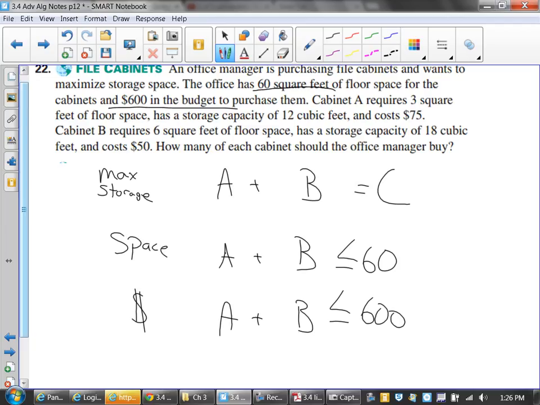Which one of these does the 3 go in? Max storage, space, or money? Space. The max storage is when they're talking about storage capacity. That one goes here. And how much did it cost? You're on your way. Can you have negatives? No. Use that same principle when you're setting these things up. If you have to, make yourself a little table and work your way through it.